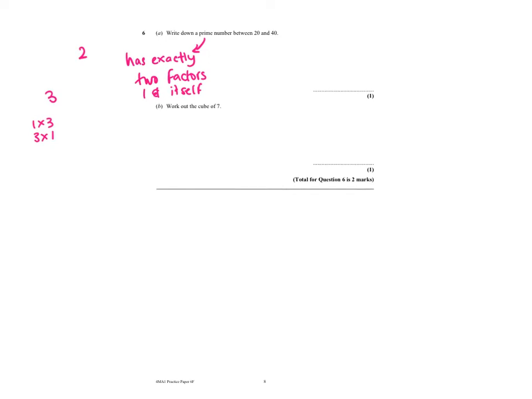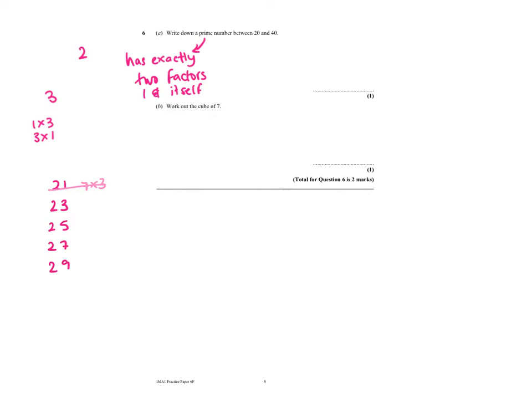So if we have a look, we have 21, 23, 25, 27, 29. Let's just start with that. Now 21, the factors of 21, now I can actually make 21 by using 7 times 3, so that is not prime.